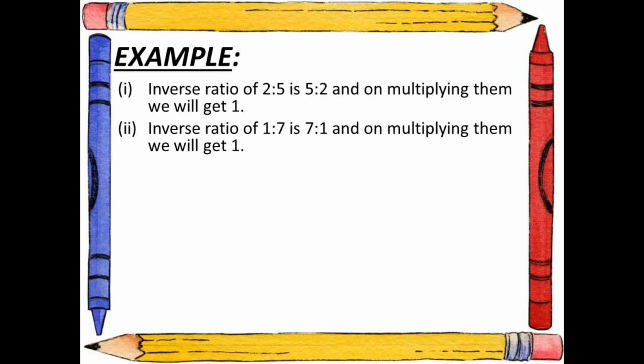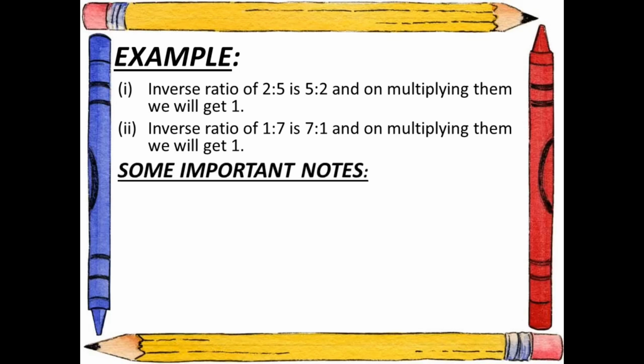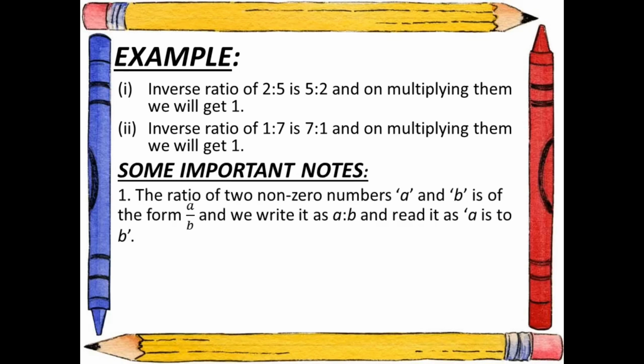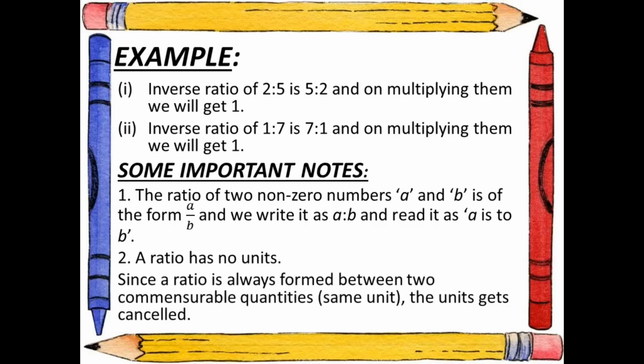we get 1. Now some important notes are there. The first note says that the ratio of two non-zero numbers A and B is of the form A upon B, and we write it as A colon B and read it as A is to B. The second point says that a ratio has no units. Since a ratio is always formed between two commensurable quantities, meaning the same unit, the units get cancelled. Hopefully it is clear to you.